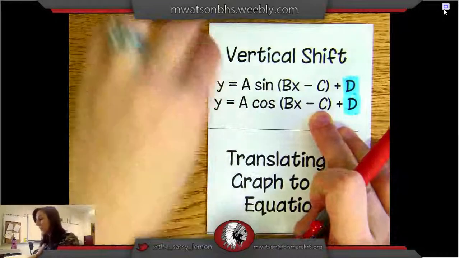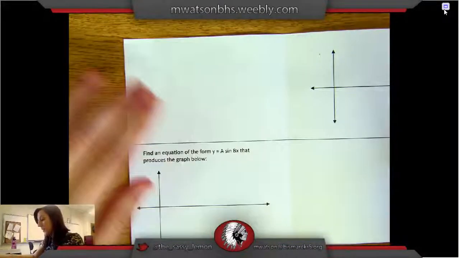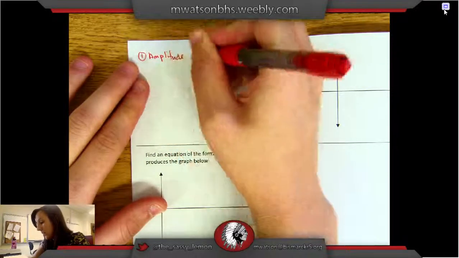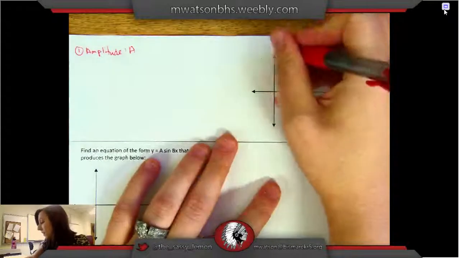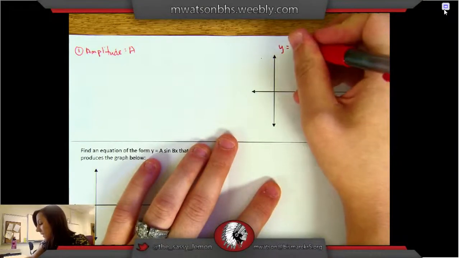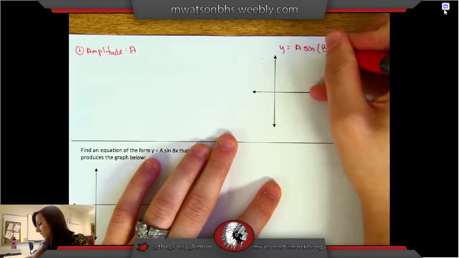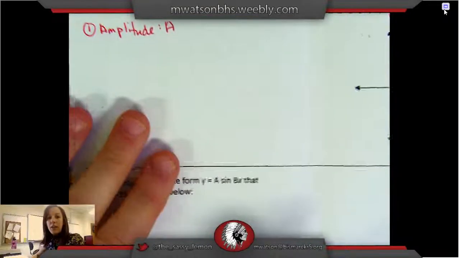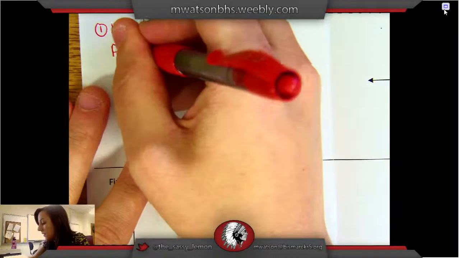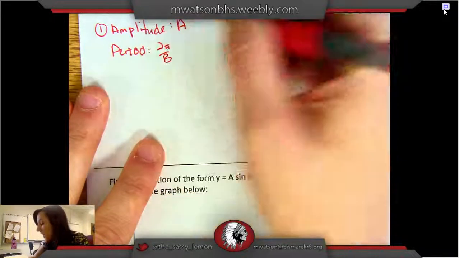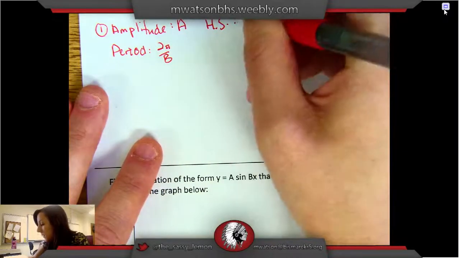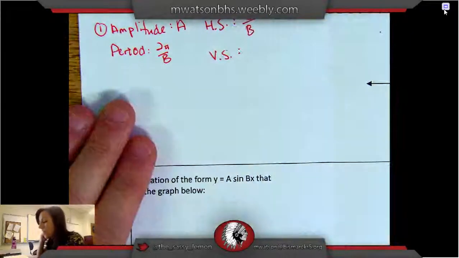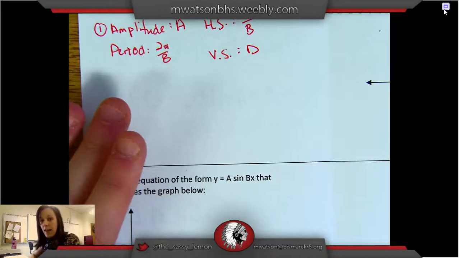the steps for this are very, very similar. You're going to, 1, identify your amplitude, which is A. And let me write it, let's do sine. So A sine of bx minus c plus d on the end. So we identify our amplitude. We're going to identify our period, which is 2 pi divided by b. Our horizontal shift is going to be c over b. We learned all that before. And now our vertical shift is just going to be d. So that's how much we move up or down.